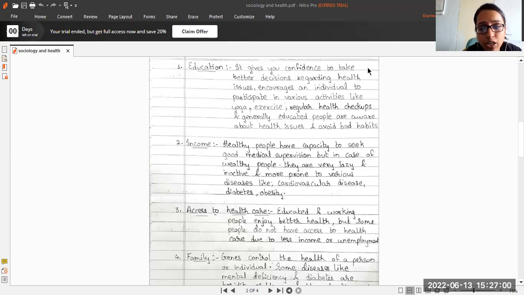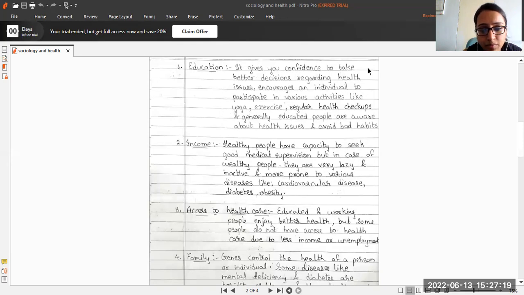Generally, if a person is educated, he can easily be made aware of health issues, and he can also be made aware of bad habits that can be avoided, like tobacco chewing, smoking, etc.